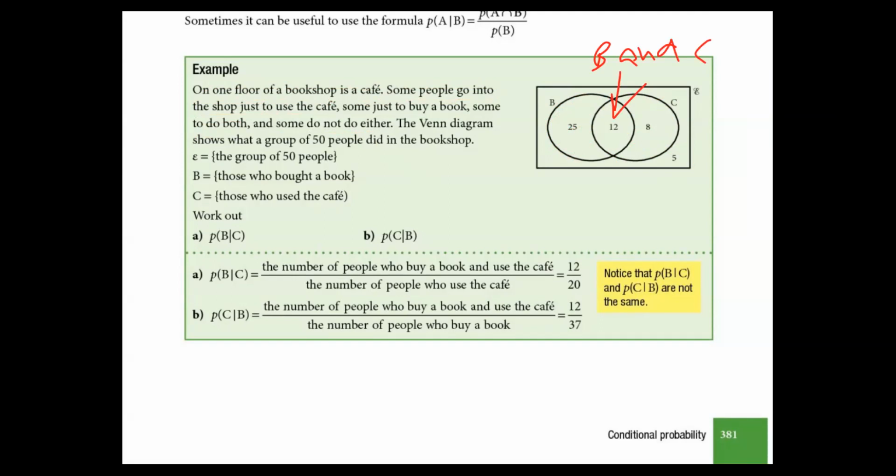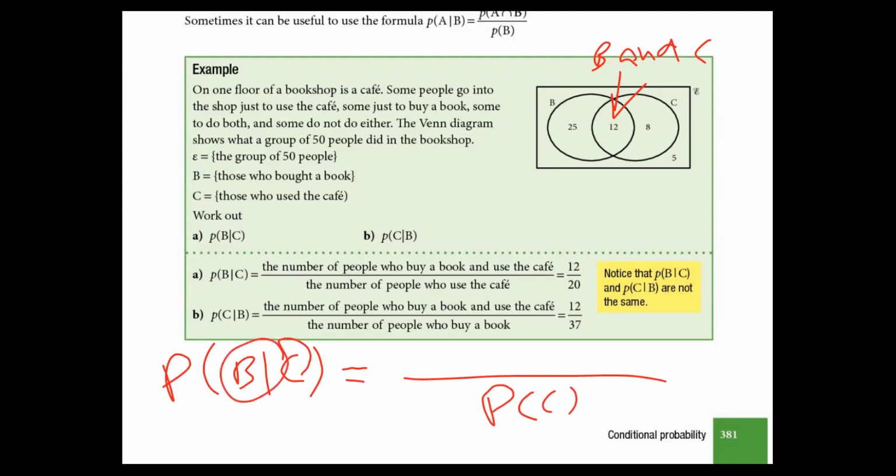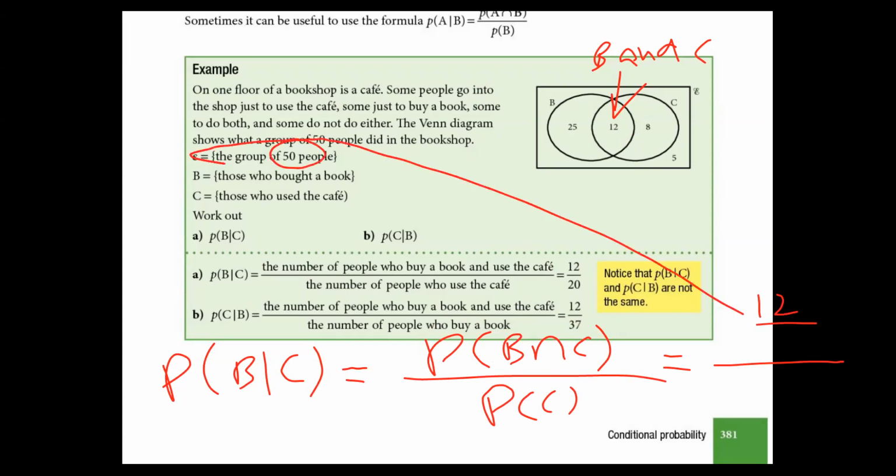Let's start. First, the total people are 50. The first question is B slash C. How do we answer? First of all, I use the formula. C is after the slash, so I write the probability of C in the denominator, and in the numerator comes B intersection C. The answer is 12, and for probability, it is 12 divided by the total people, 50 in the group. And what is the probability of C? C means the full circle of C.